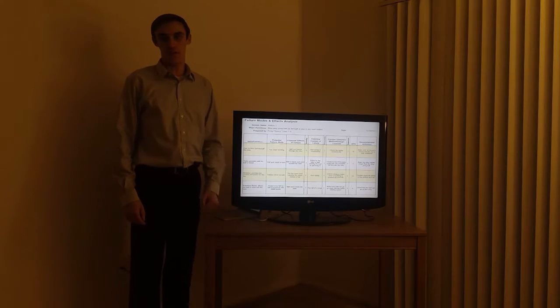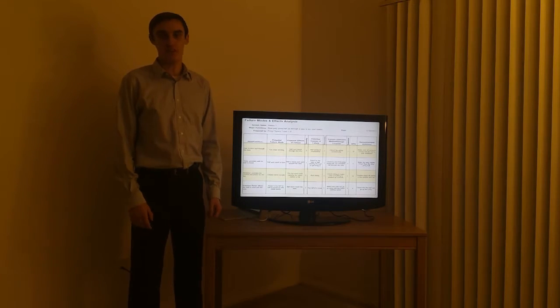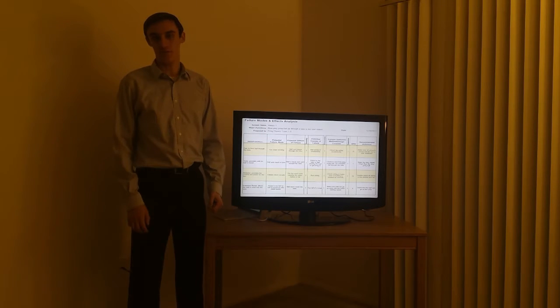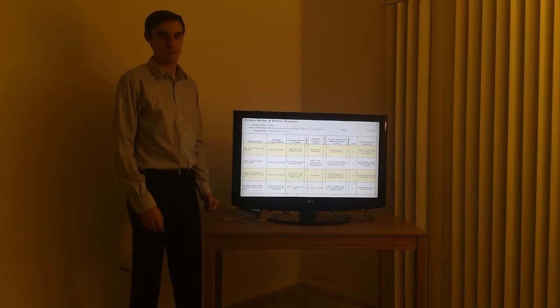So the next section in our DP2 was our failure modes and effects analysis, and in this section we find out what components might fail in our stations.